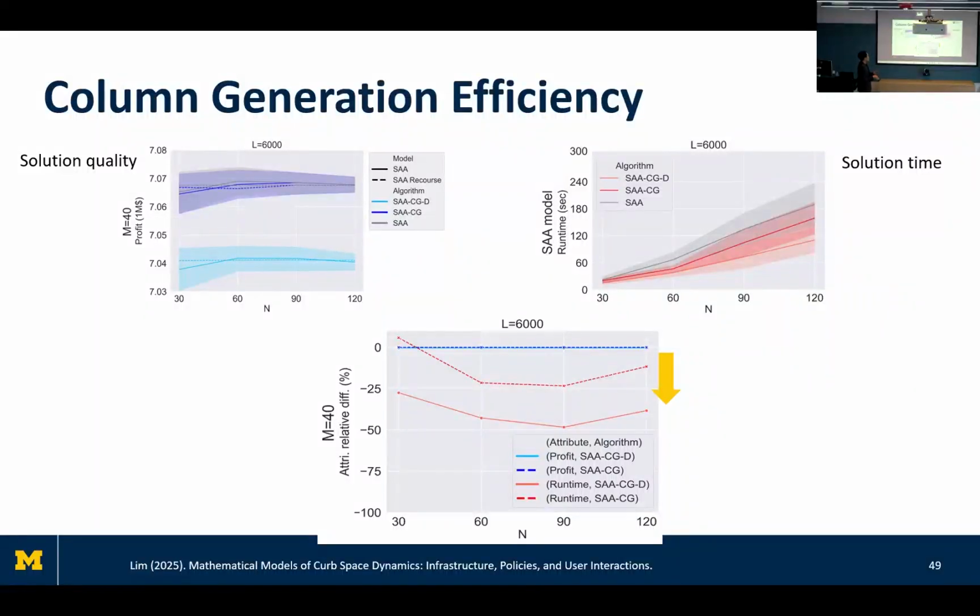So to summarize these observations, when we compare the relative difference of different attributes, you can see the profit difference between the two column generation based methods and the benchmark method is negligible, almost 0. However, there's a good decrease in runtime, which allows us to have more iterations of the sampling, and it increases the chance or probability of finding a better solution.